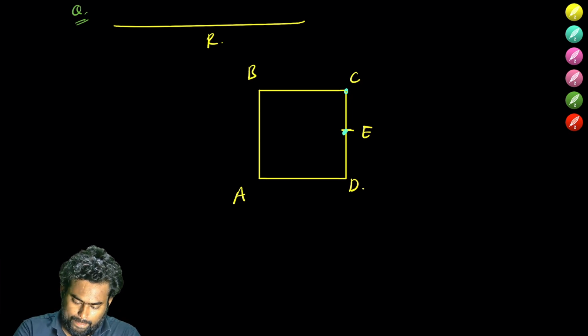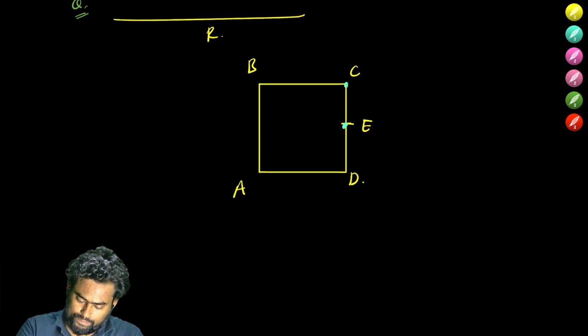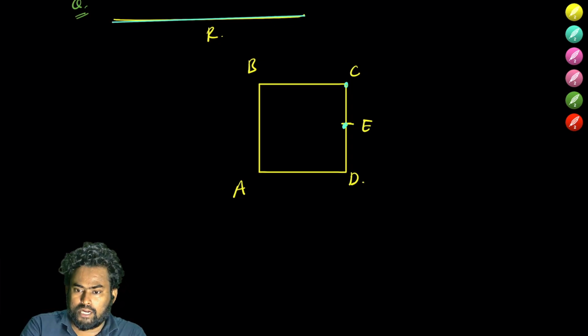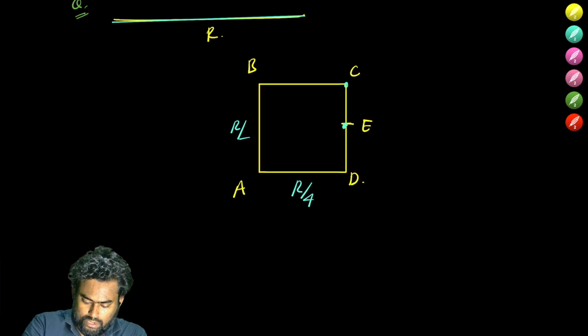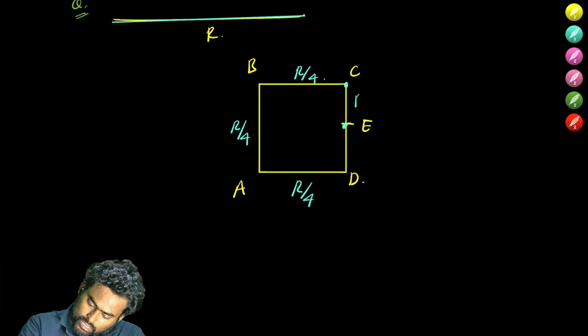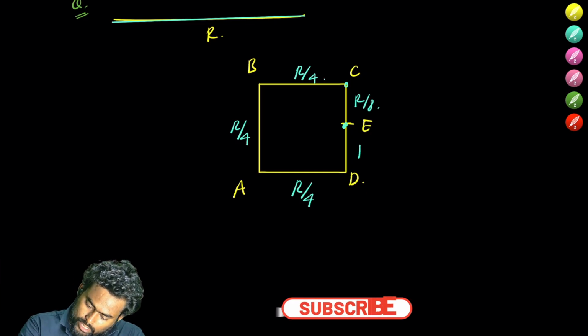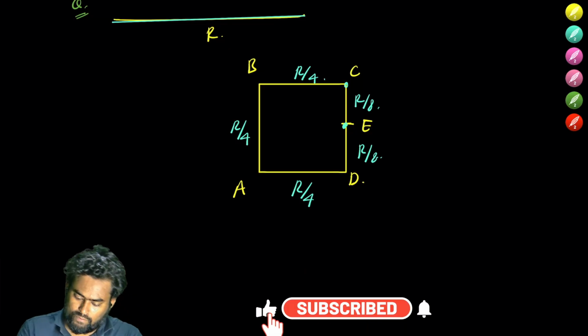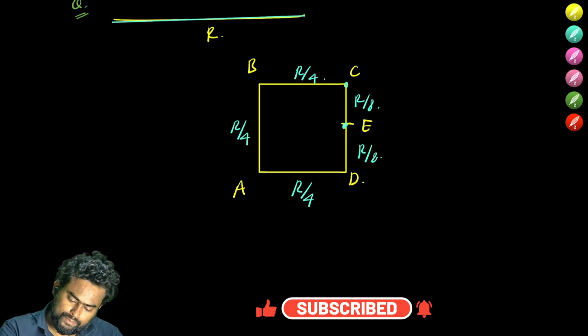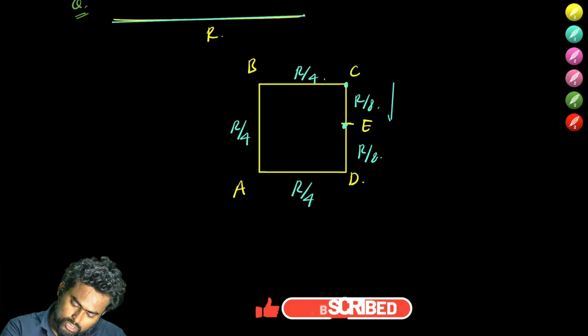Let's see. Each of the sides, the total one is R, so each side will be 1/4 of the length. So each side will have resistance how much? R by 4, R by 4, R by 4. Now the CE part will have R by 2, the ED part will have R by 2, half of that, R by 8, R by 8.